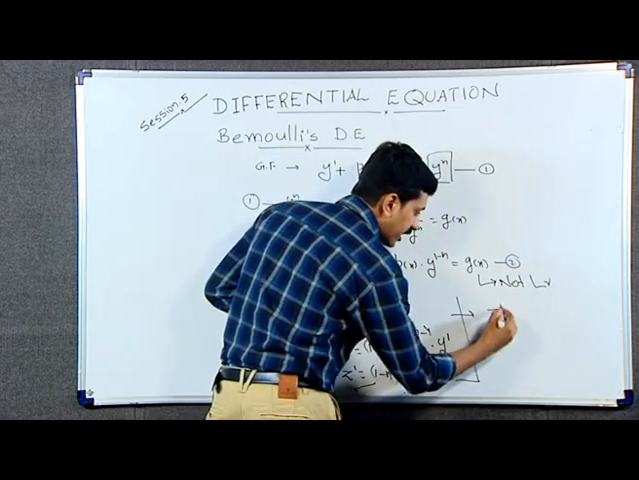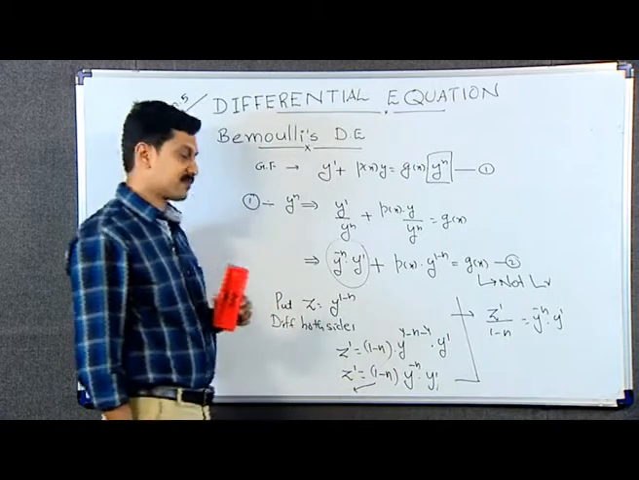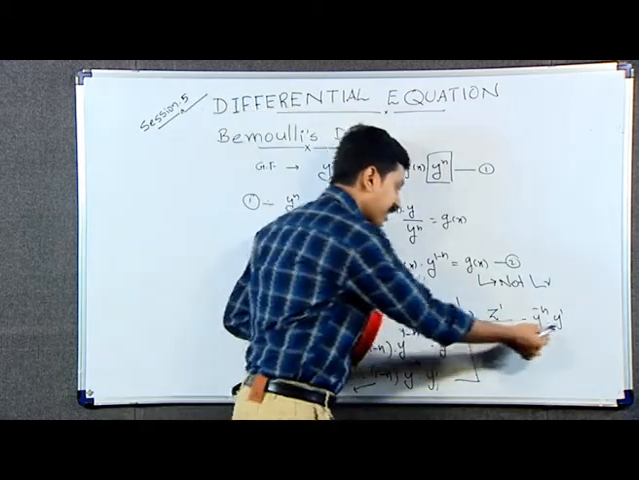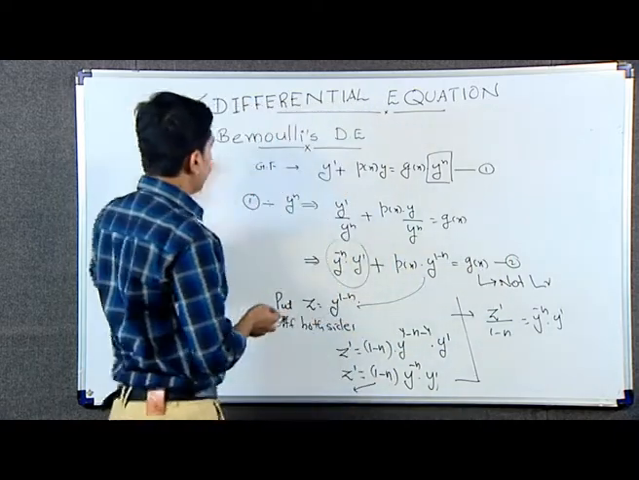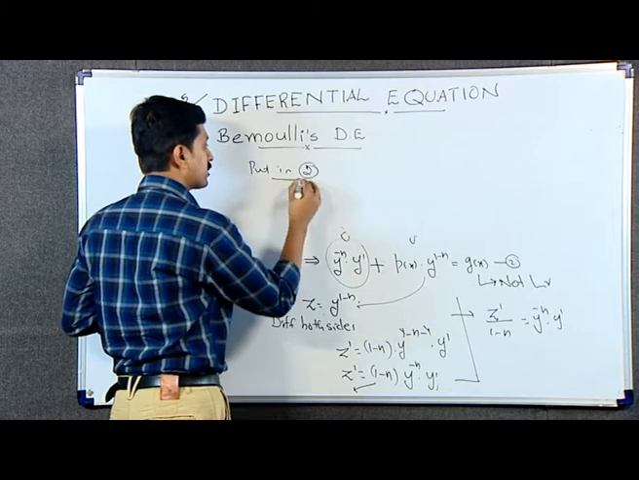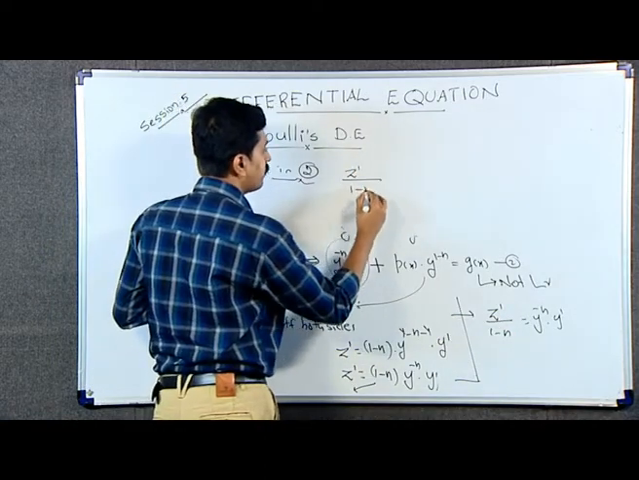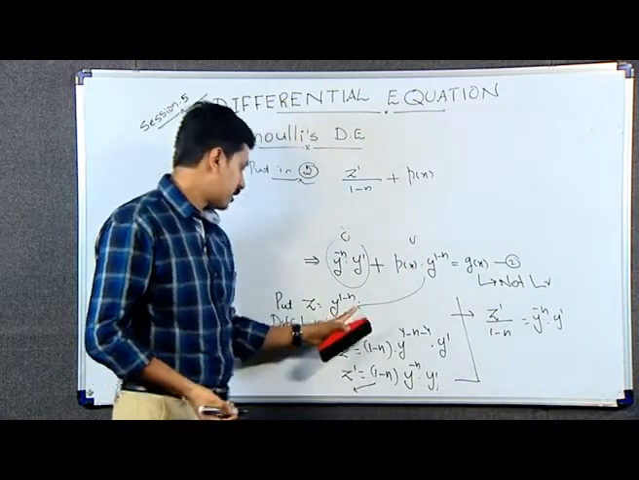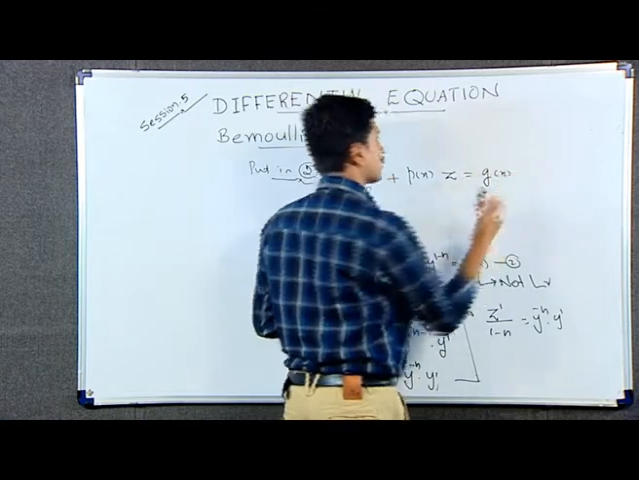Therefore, we will have z dash divided by 1 minus n is equal to y raised to minus n into y dash, and we have taken z is equal to y raised to 1 minus n. Now we found y raised to minus n into y dash is equal to z dash divided by 1 minus n. So, put these two values into equation 2. By substituting these values into equation 2, we will have y raised to minus n into y dash rewritten as z dash divided by 1 minus n, plus p of x into, instead of y raised to 1 minus n, z, so p of x into z, and there is no change for g of x, it remains like that.